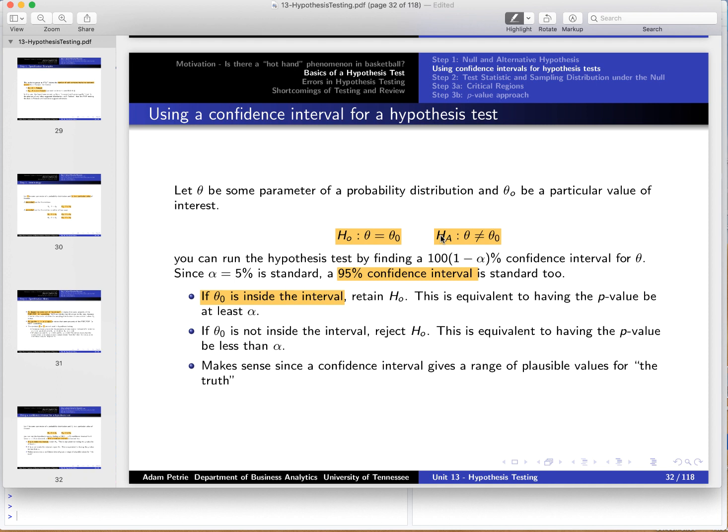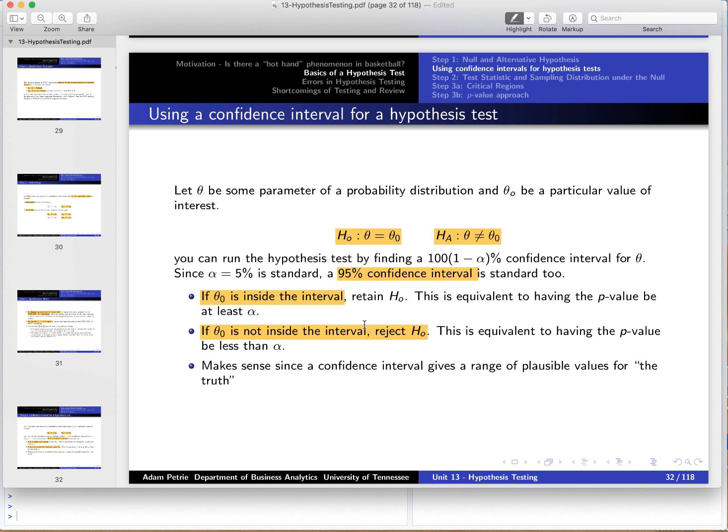If, when we make that 95% confidence interval, we find that theta naught is not inside that interval, then in hypothesis testing terminology, we reject the null hypothesis, and we favor the claim that's made in the alternative. Basically, we say that theta naught's not a plausible value for theta based on the data that we've collected. It looks like theta is just not equal to that particular theta naught value that we have in interest.